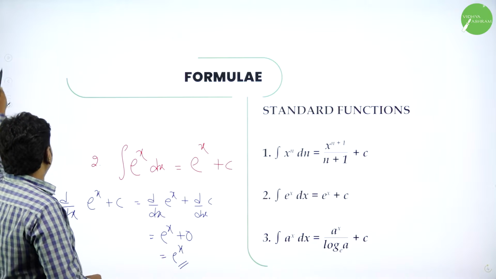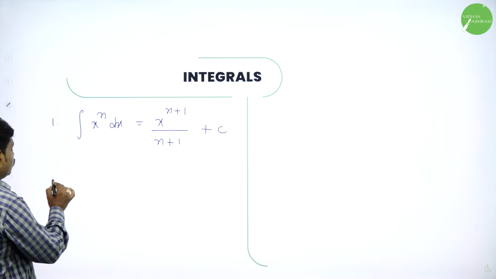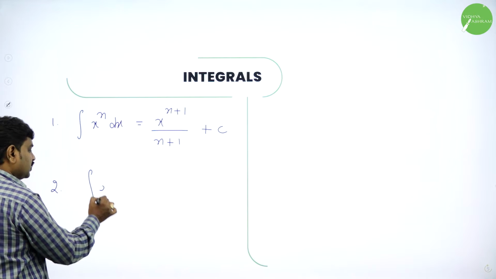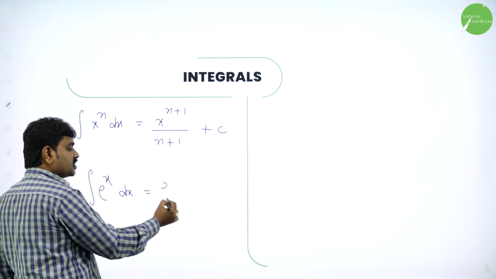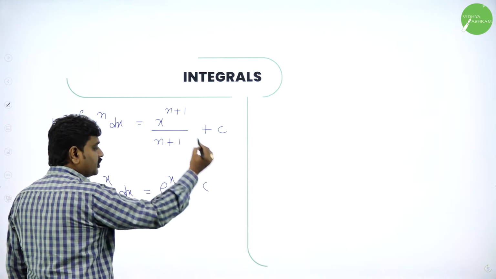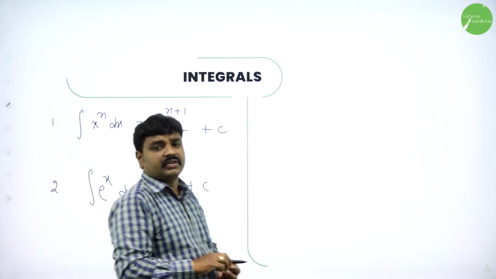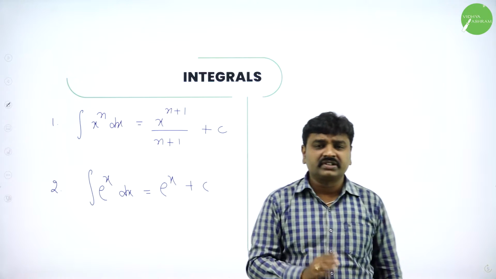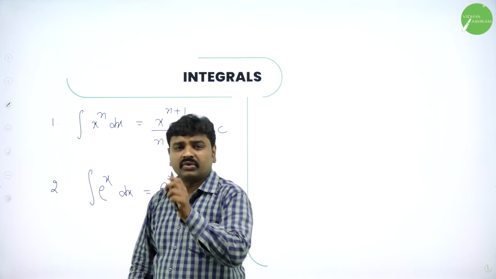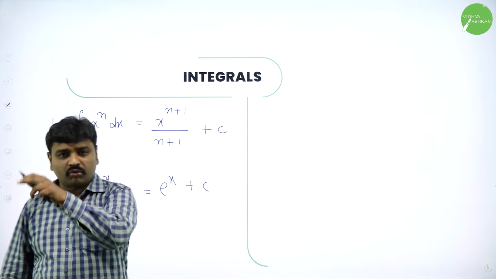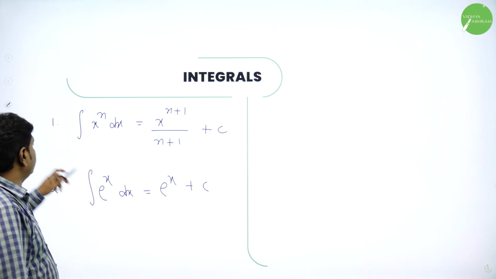So two formulae we are done. We are done with the second formula also. What is the second formula? Integration of e power x with respect to x is e power x plus c. Now two formulae I have written on the board. First one, integration of x power n is x power n plus 1 by n plus 1. If I give integration of x cube, it will become x power 4 by 4. Integration of e power x is e power x.